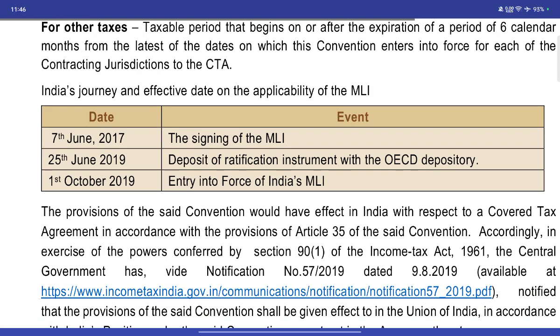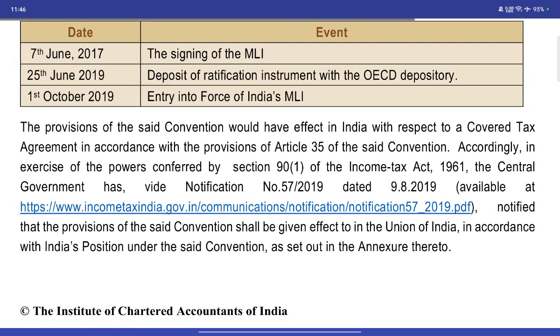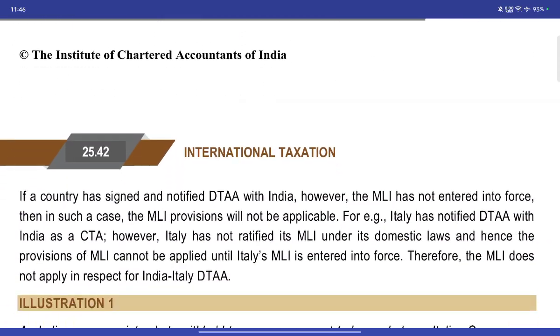Dates and events: 7 June 2017, signing of the MLI. 25 June 2019, deposit of the ratification instrument with the OECD depositary. 1st October 2019, entering into force of the MLI for India. The provisions of the convention take effect for India in respect of its covered tax agreements, in accordance with Article 35 of the convention. In exercise of the powers conferred by Section 90 of the Indian Income Tax Act, the central government issued Notification 57/2019 on 9th August 2019, notifying that the provisions of this convention shall be given effect to by the Union of India according to the Indian position set out in the annexure.